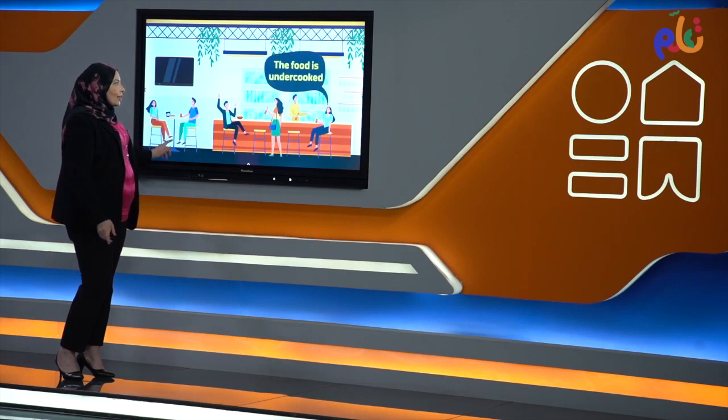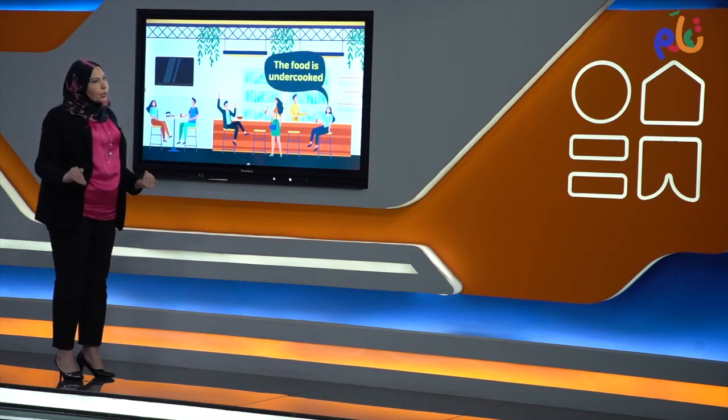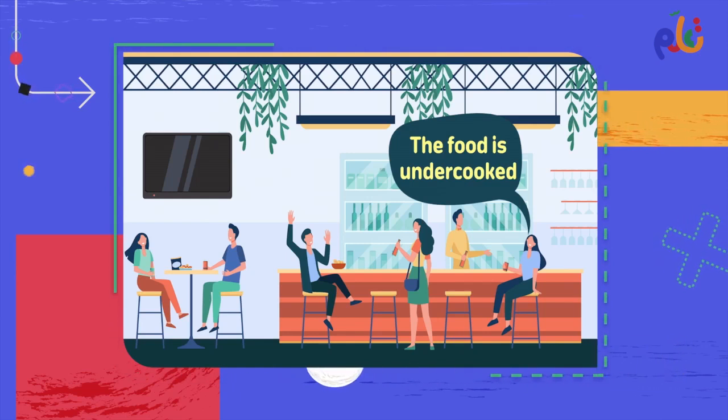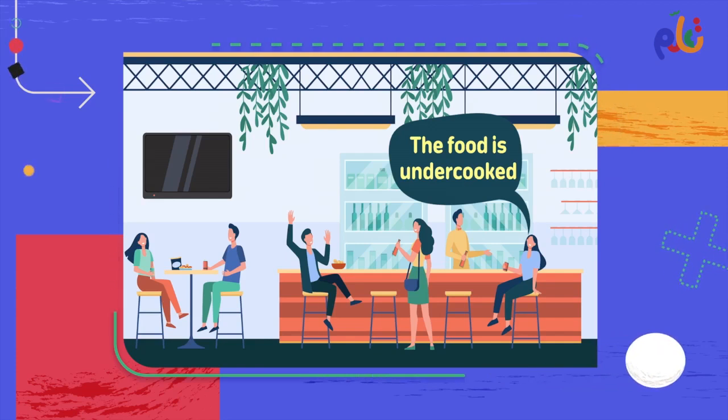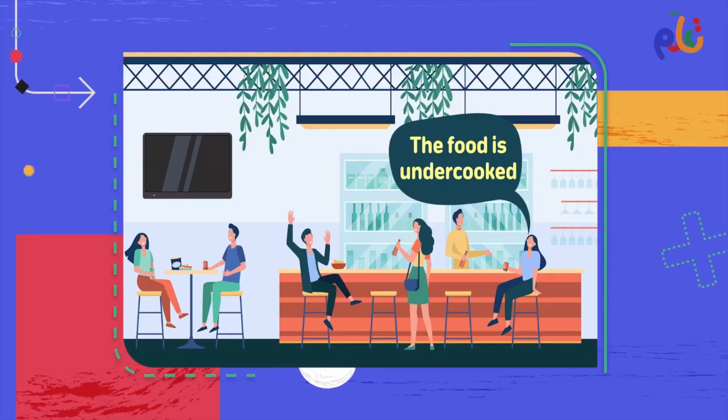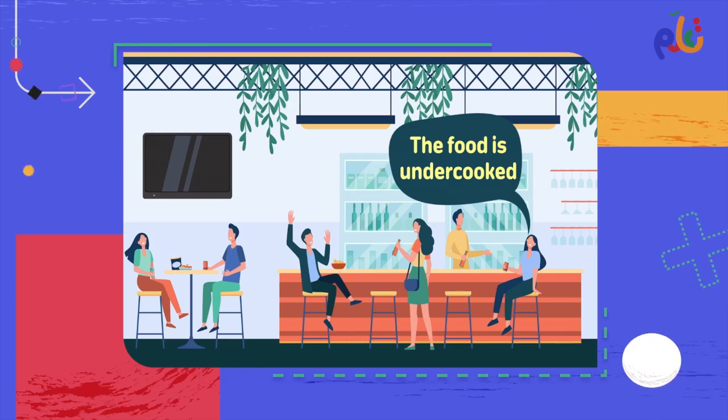And the opposite of that is the food is undercooked. So undercooked means it's below the good level to be eaten. And we can usually use it especially for meat. So if we're talking about meat, if it's undercooked, you can't cut it with a knife. So we call it the food is undercooked. So by this, we have overcooked, undercooked, and hard. All of them are describing the level of cooking of the food.